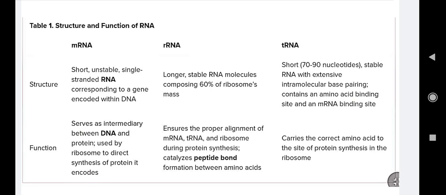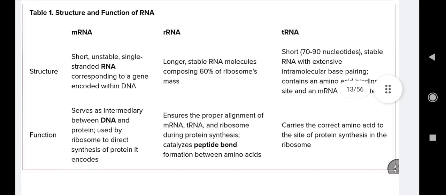rRNA is quite longer than mRNA, and they are very stable RNA molecules. They are part of ribosomes, and about 60% of the ribosome is constituted by rRNA. rRNA is also involved in protein synthesis, because it ensures proper alignment of mRNA, tRNA and ribosome during protein synthesis. It catalyzes peptide bond formation. It has a peptidyl transferase activity. It can catalyze peptide bond formation between two amino acids during the translation process.